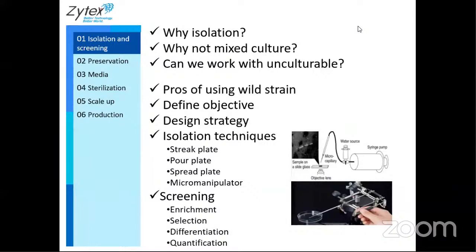Now these are the different isolation techniques, majorly streak plate, pour plate, spread plate, micromanipulator, and I'm very sure that your teacher must have taught you these techniques in detail. I just only want to say, do you really know when and why these different techniques are used? So I'm not sure, but let me explain that. So mostly we use streak plate whenever we want to check or see the purity of the culture. So if you want to check the purity of the culture, you will not use pour plate, you will not use spread plate, you will only use streak plate technique.